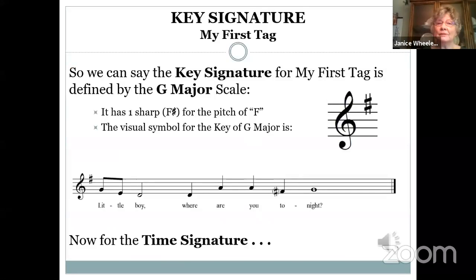So the key signature for my first tag is defined by the G major scale. It has one sharp for the pitch of F, and the visual symbol is there for you to note. So now when we play our melody, we know that it's in the key of G. So what you're listening to is the key of G.